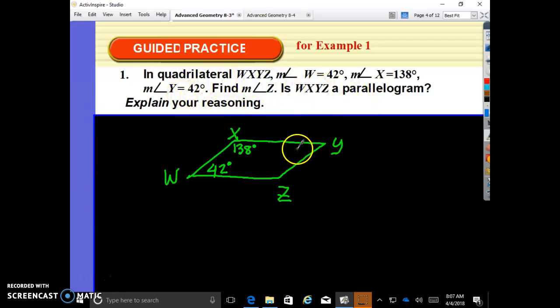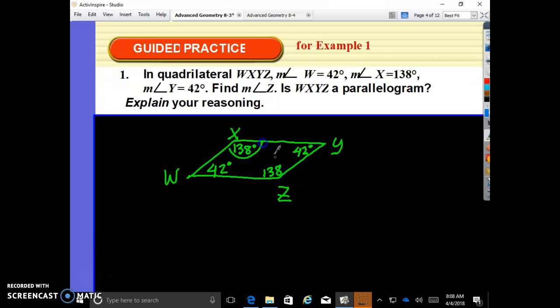Y is 42 degrees. And Z we are trying to find out. This is a 4-sided object. It is a quadrilateral. 4 minus 2 is 2. 2 times 180 is 360. So all these angles must add to 360. 360 minus 42 minus 138 minus 42 leaves me with 138.